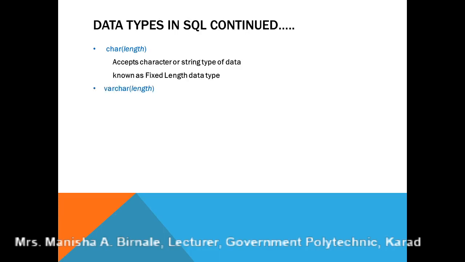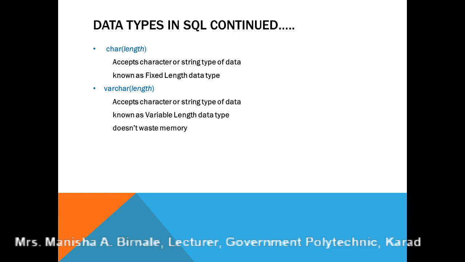Next, a somewhat similar data type is varchar. Varchar, and in brackets the length. It accepts character or string type of data, and it is known as a variable length data type. This is the only difference between char and varchar. It is known as a variable length data type, and it doesn't waste memory like char.